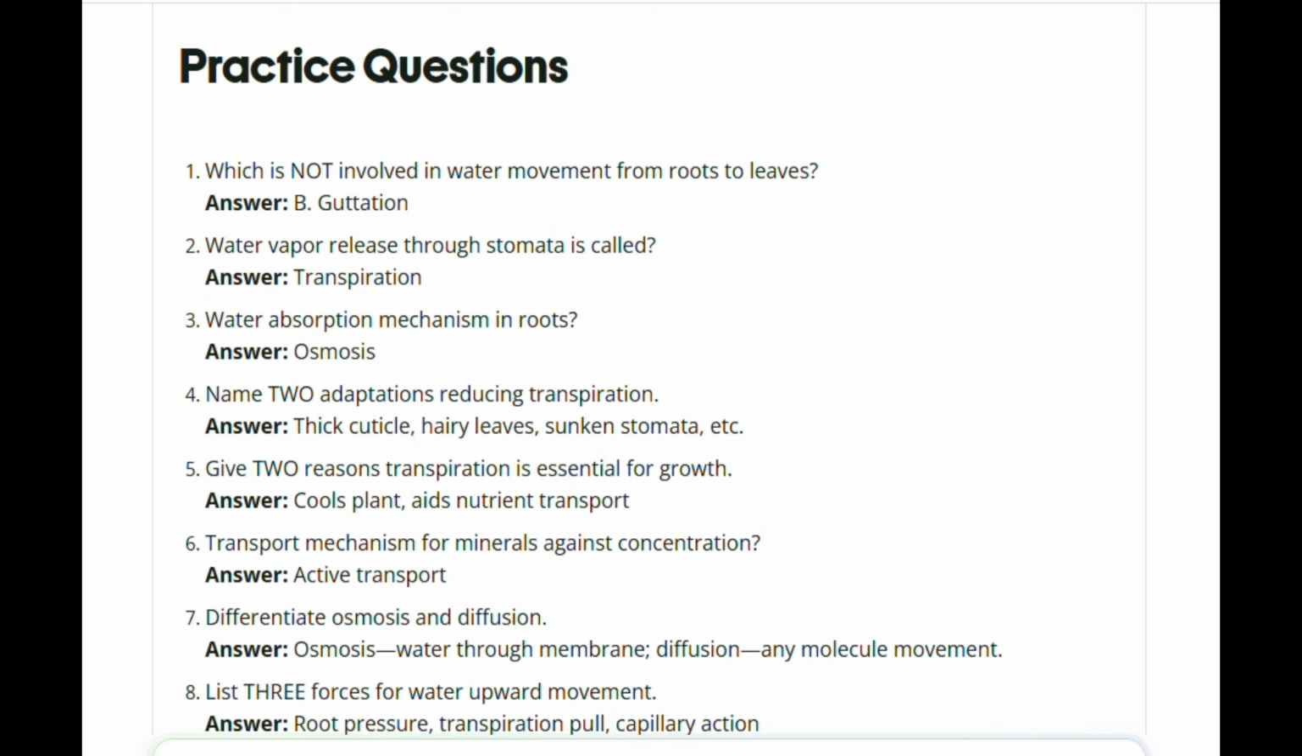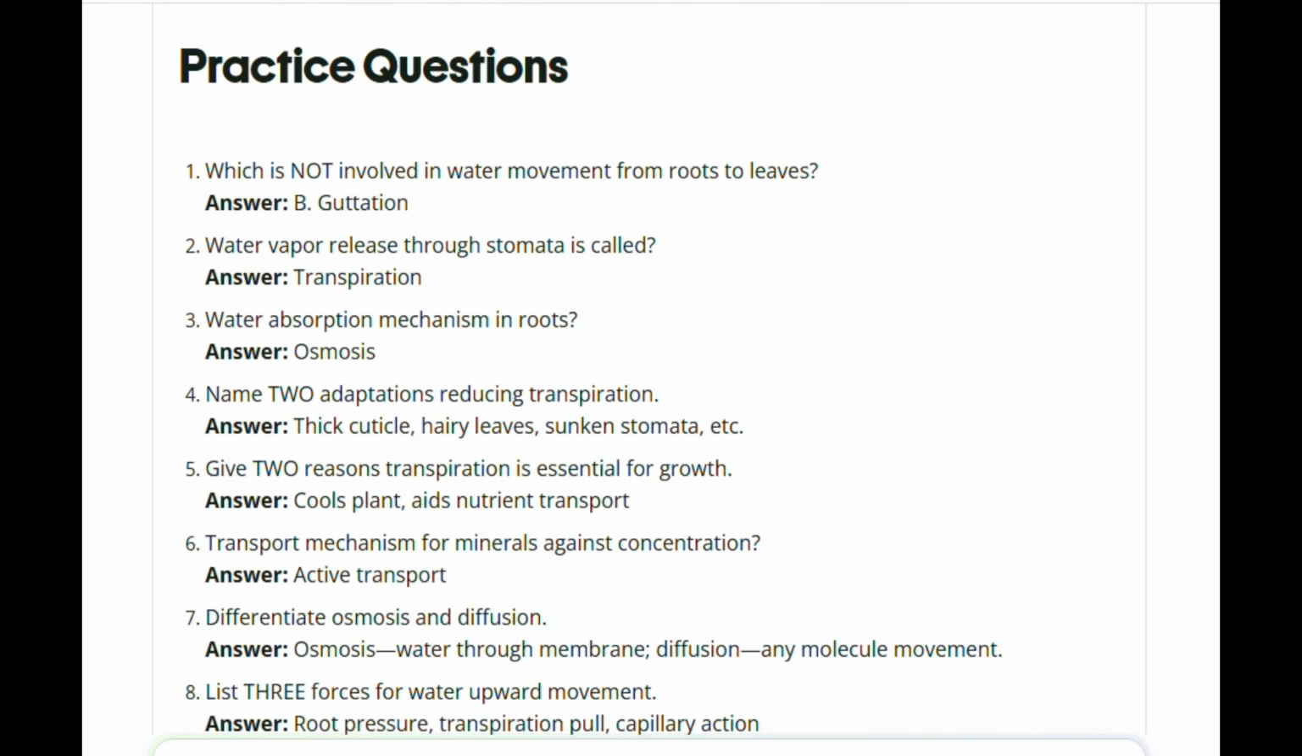Water absorption mechanism in roots, right? Is what? Osmosis. Name 2 adaptations reducing transpiration. Thick cuticle, hairy leaves, sunken stomata. Let's take 3. Give 2 reasons why transpiration is essential for growth.